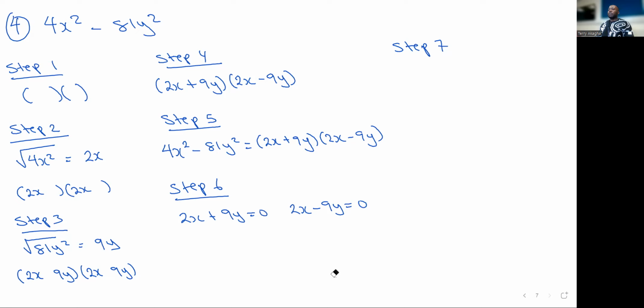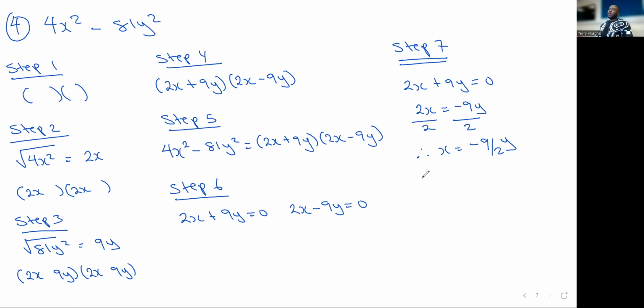So we have step 7. So we have 2x plus 9y is equal to 0. Take this to the other side. So you have 2x is equal to minus 9y. Divide both sides by 2. So therefore, x is going to be minus 9 over 2y.